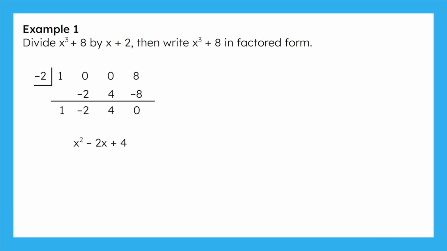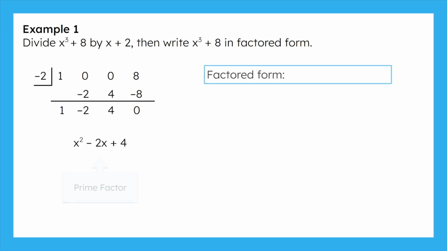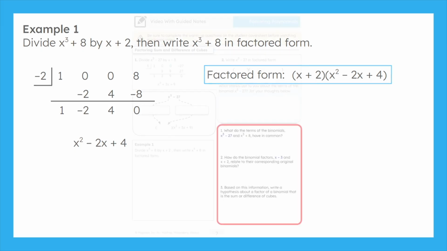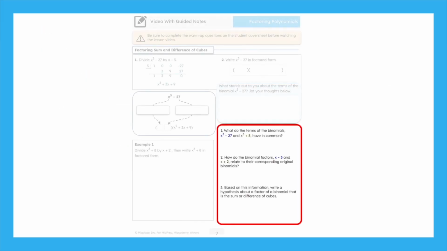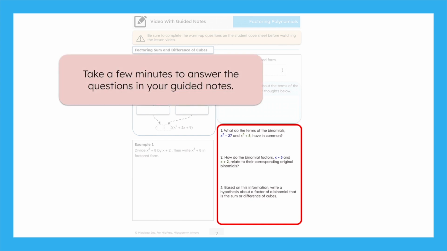When we divide x cubed plus 8 by x plus 2, we get x squared minus 2x plus 4. You might have tried to factor this trinomial, but like me, you discovered it was a prime factor. So the factored form of x cubed plus 8 is x plus 2 times x squared minus 2x plus 4. Now, take a few minutes to answer these questions in your guided notes. Pause the video now.